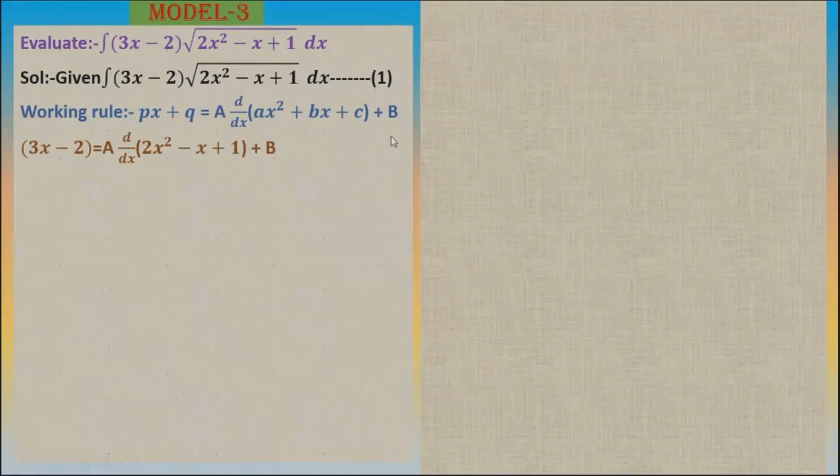Now simplify this one. 3x minus 2 is equal to a into d by dx we are saying. So differentiate the term. 2x square differentiation is 4x. Actual x square differentiation is 2x. So 2x into 2 becomes 4x.